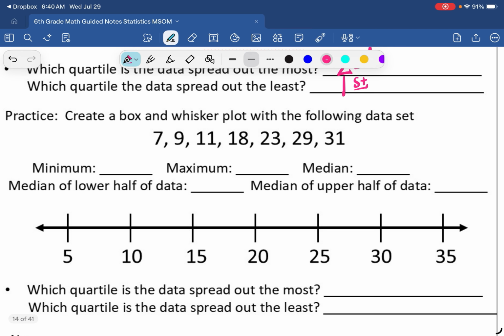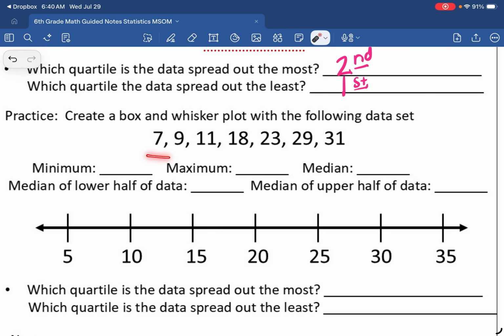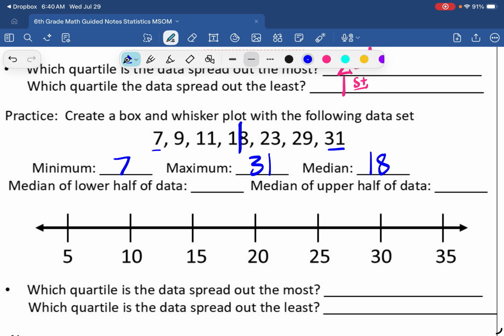Let's do it again. Create a box and whisker plot with the following data set. Again, it's already in numerical order. If it's not, I would need to put it in numerical order. Minimum is 7. Maximum is 31. Median is going to be this number right here, 18. Median of the lower half of the data is 9. Median of the upper half of the data is 29. So there are my 5 data points that I'm going to plot on a number line. So I have 7, 31, 18, 9, and 29.